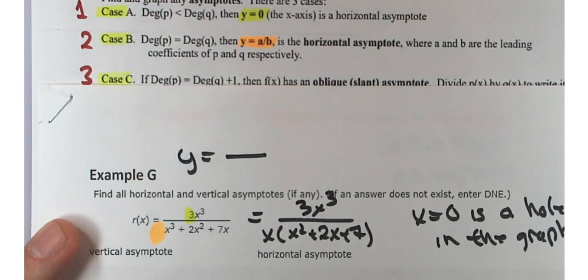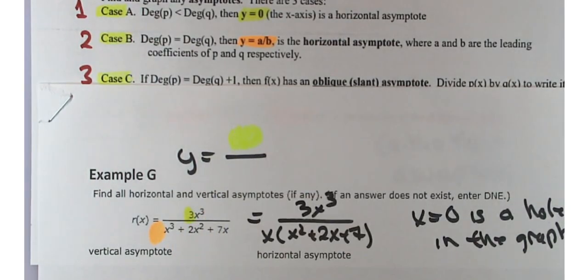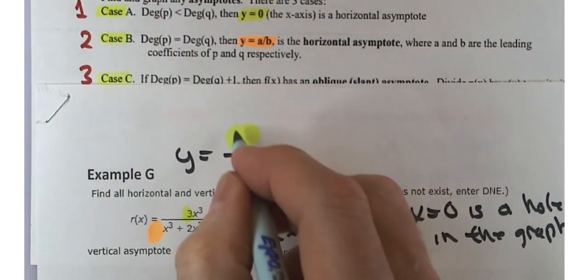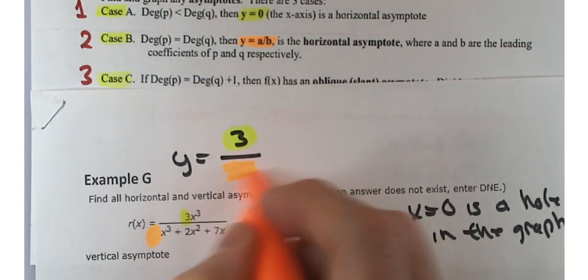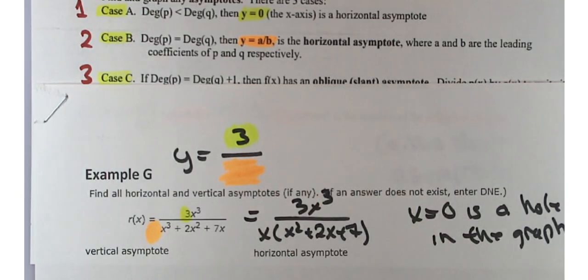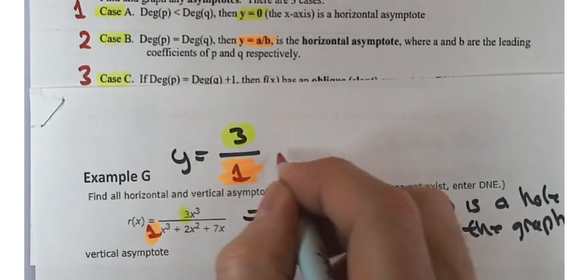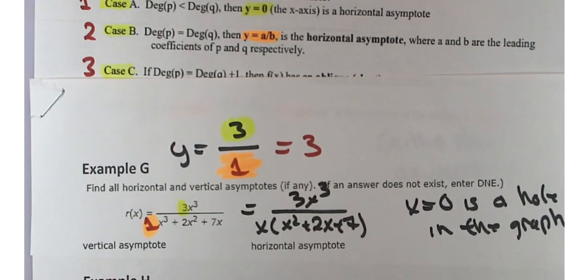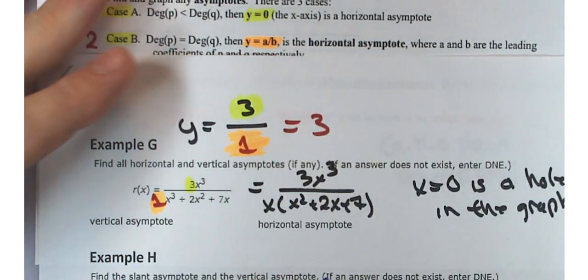Nice. So it's just going to be the ratio of the leading coefficients. In the numerator, I've got a 3. In the denominator, I've got a 1. Even though that 1 isn't really written, it's kind of understood to be there. So we'll just kind of put a 1 there. And overall, it's going to be y equals 3 is going to be your horizontal asymptote. So that's a very friendly case for horizontal asymptotes. It just settles down to 3. You can see that on your graph as well.